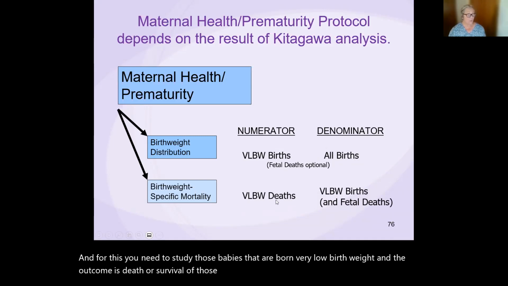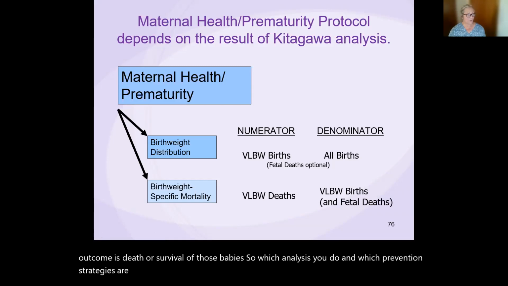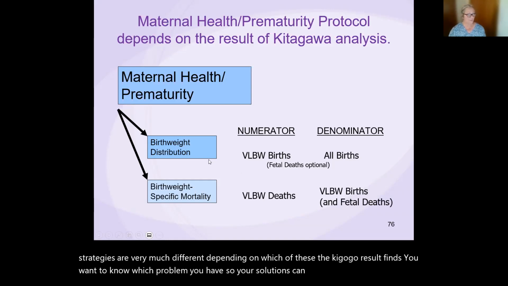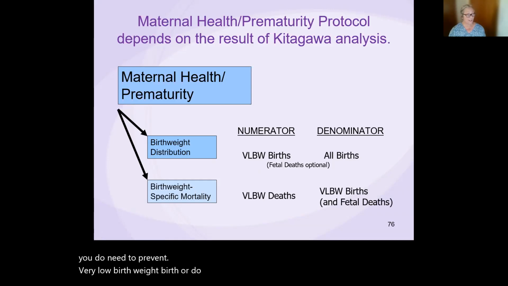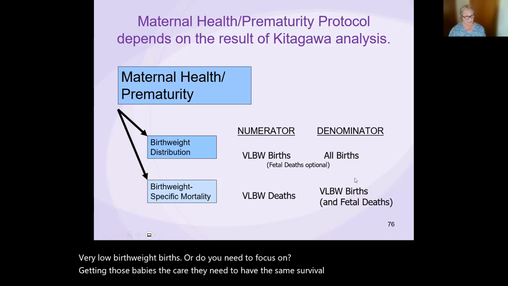So which analysis you do and which prevention strategies are very much different depending on which of these the Kitagawa result finds. You want to know which problem you have so your solutions can be related to the problem. Do you need to prevent very low birth weight births, or do you need to focus on getting those babies the care they need to have the same survival rates that the reference population has?